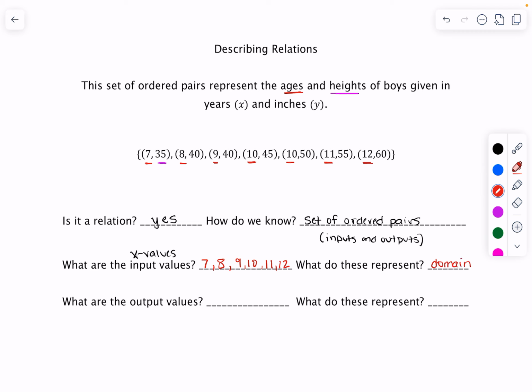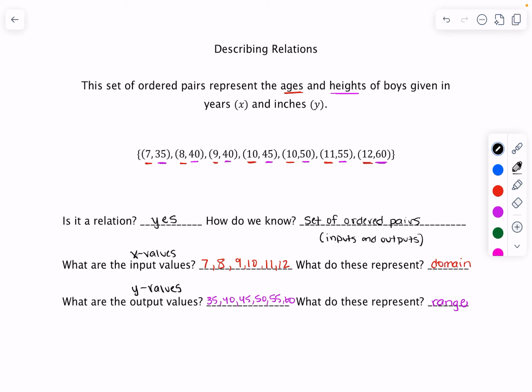What are the output values? Well, all the output values are the y's. So all of those inches, the heights. So those output values would be 35, 40. We don't need to repeat the 40, 45, 50, 55, and 60. And what do those represent? That represents something called the range. Okay. Essentially, the domain is your x values and your range is your y values.